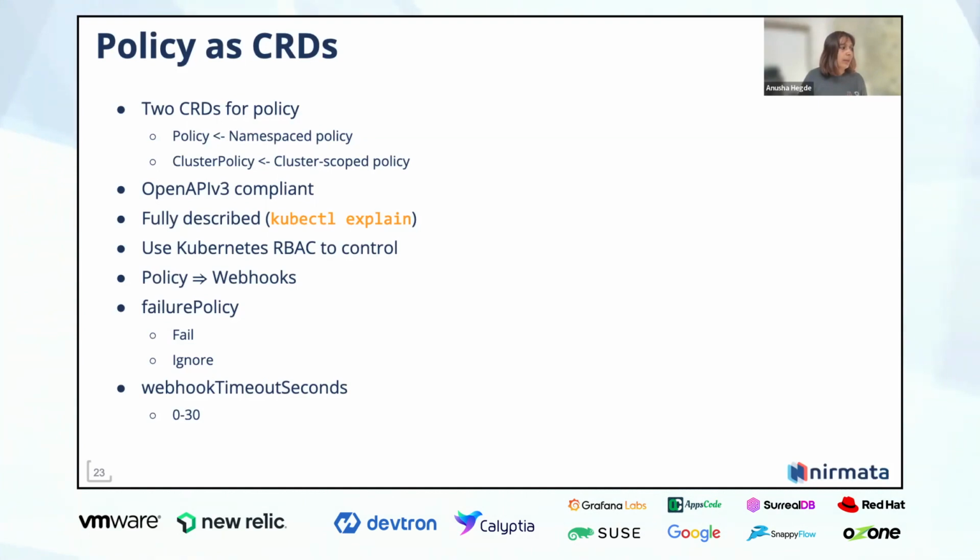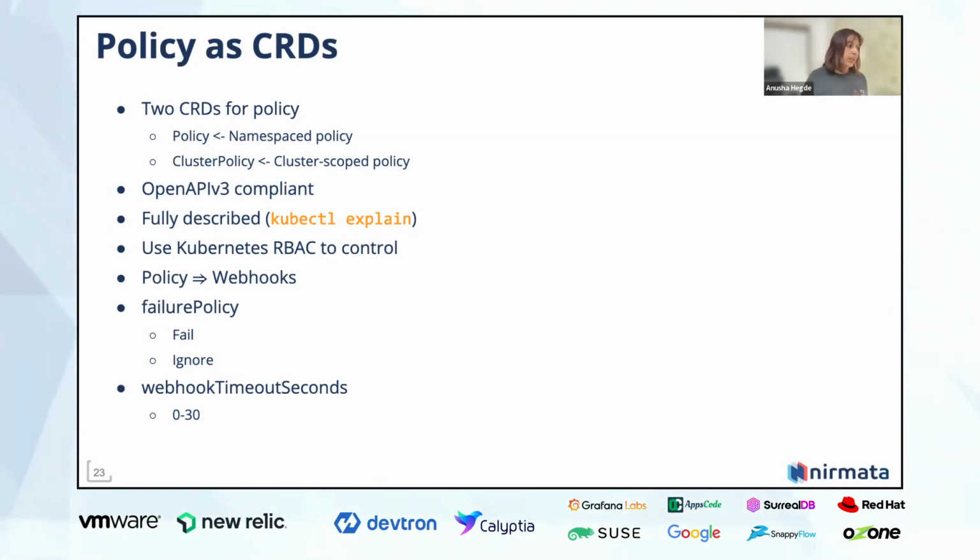It is Open API v3 compliant and fully described, so you can use kubectl explain to explain any of these CRDs. You can also use Kubernetes RBAC to control different policies and cluster policies. If you're a platform team or a DevOps team and you do not want your developers coming in and changing policies, you can write finer RBAC controls for this.